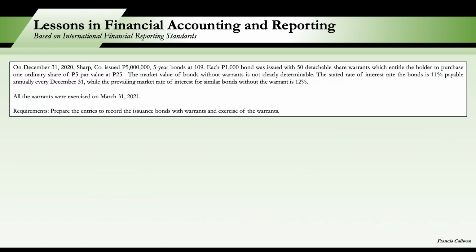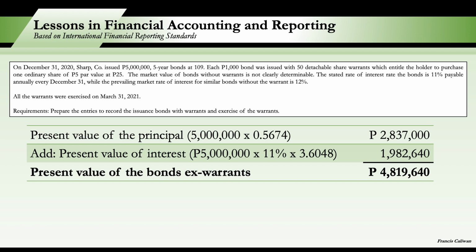So first that we will do here is the determination of the present value of the bonds payable without the warrant. So first, we determine the present value of the principal. That is 5 million times the present value factor. Our present value factor is based on the prevailing market rate, which is 12%. So 12%, 5 years is 0.5674. So 5 million times 0.5674 is 2,837,000.